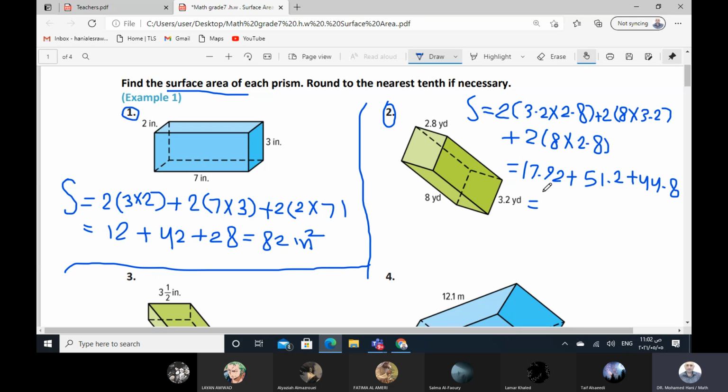Now we can add. We have 17.92 plus 51.2 plus 44.8. So the answer will be 113.92 yards squared. Who has any question here? No questions.